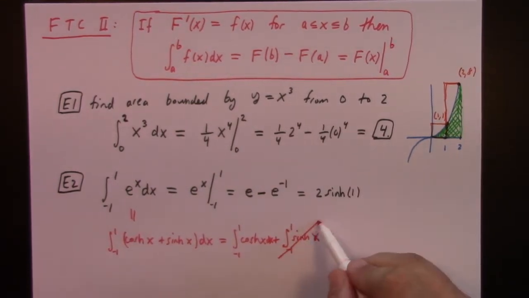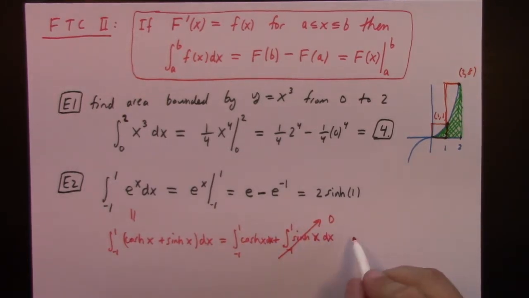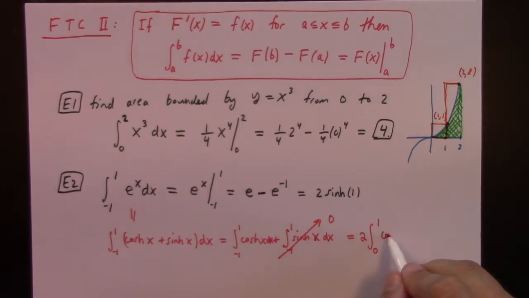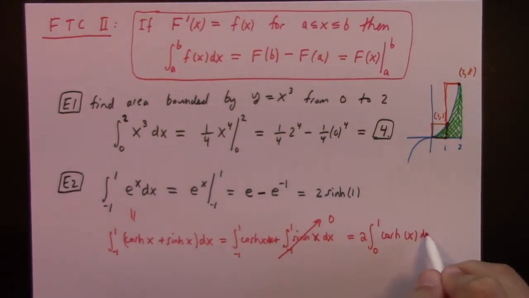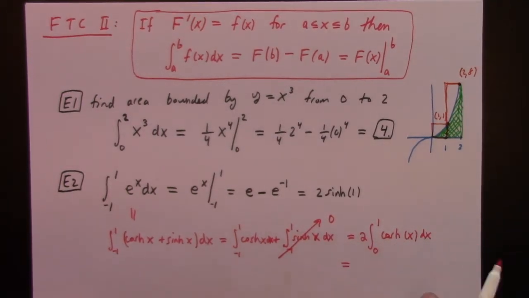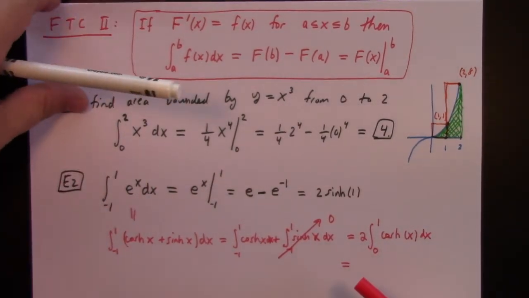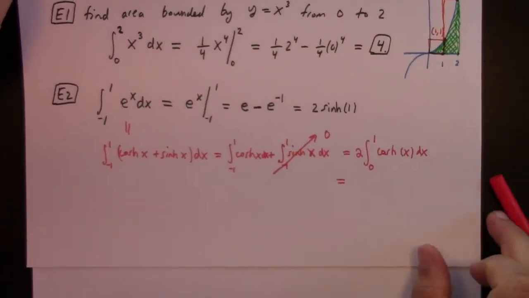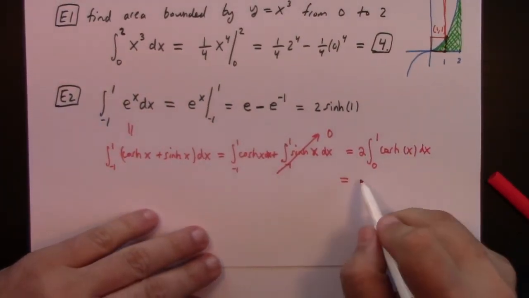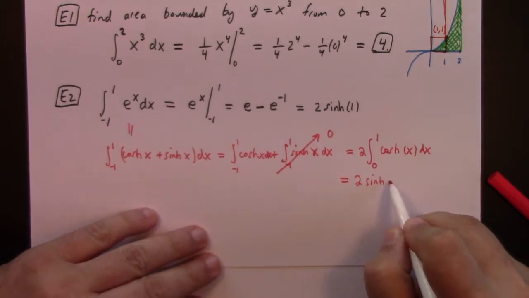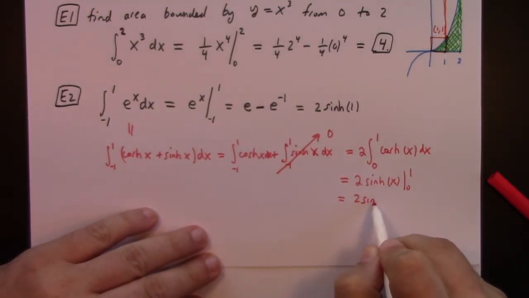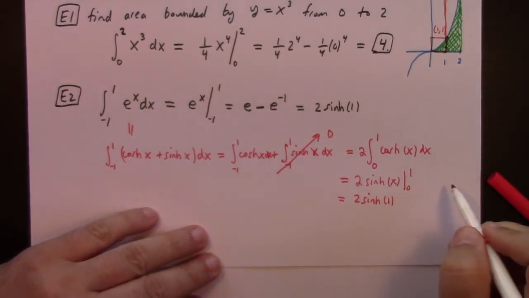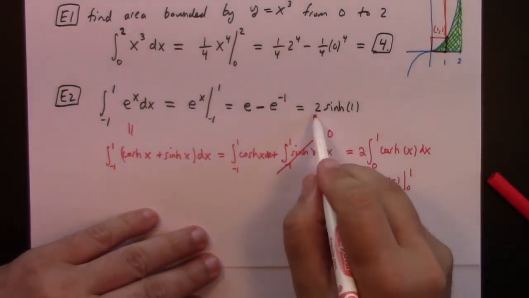Anyway, this is an odd function, integrates to 0. That's an even function, so this is 2 times the integral from 0 to 1 of cosh x dx, if you believe the property 5 part b or whatever I wrote. And so the antiderivative of cosh is what? Excuse me, sinh. So I have 2 times the sinh of x evaluated from 0 to 1. Sinh of 0 is 0, so I get 2 times the sinh of 1 minus 2 times the sinh of 0, which is 0. So there you go.